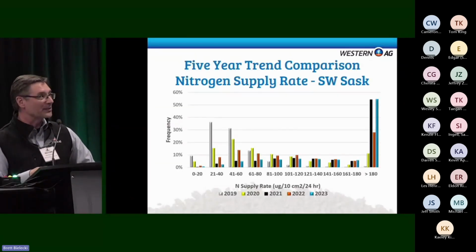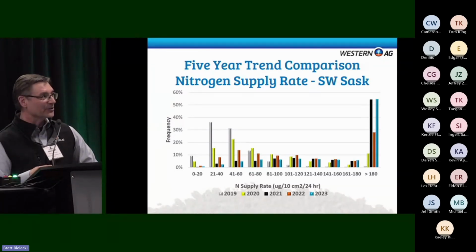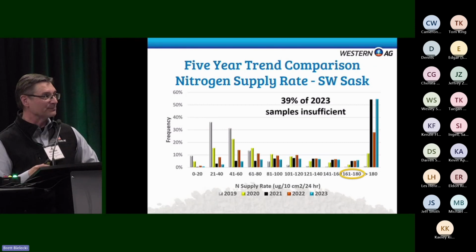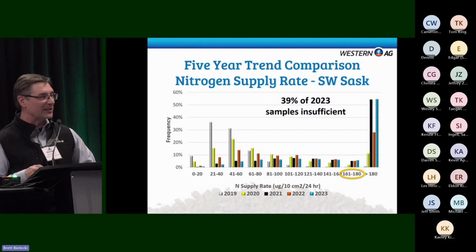So beginning with the Southwest region, here's the pattern, going back 5 years. The 2019 year is evident there, where we had a higher frequency of fields that were low in nitrogen supply potential. 2020 is probably an average year, and then we had the drought year of 21, a dry fall of 22, and then the dry conditions again in 23, with a similar type of fields with very high nitrogen supply potentials as the drought year 21. 39% of fields being insufficient for nitrogen in the Southwest.